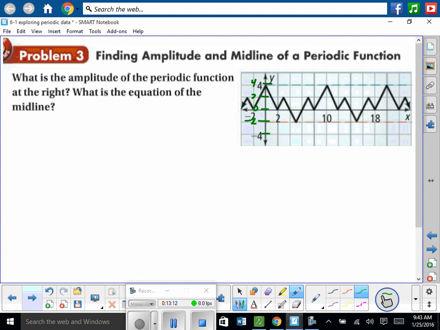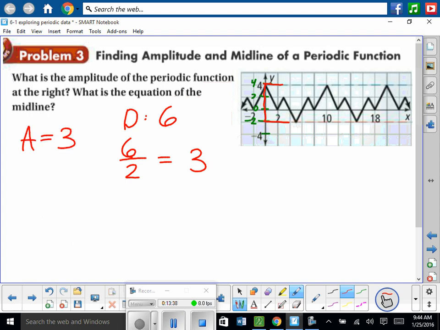So the total distance, it looks like it starts right here at -2, right? And it stops at 4, so -2. So distance, wouldn't this be 2? 4, 6. So my total distance is 6. So the amplitude is going to be 6 divided by 2, which is 3. So my amplitude is 3.